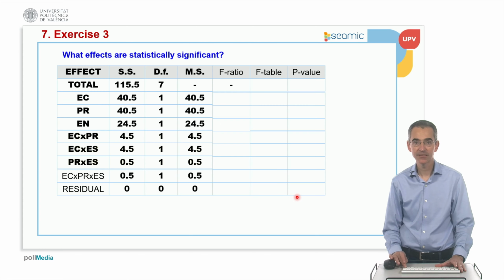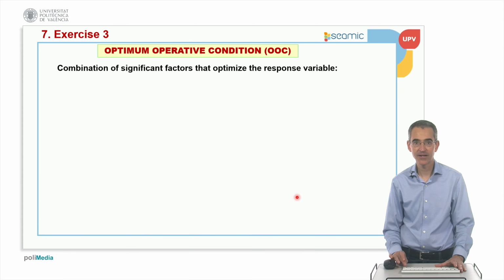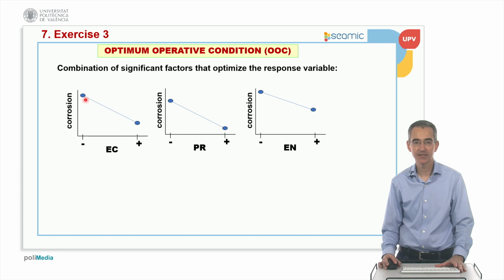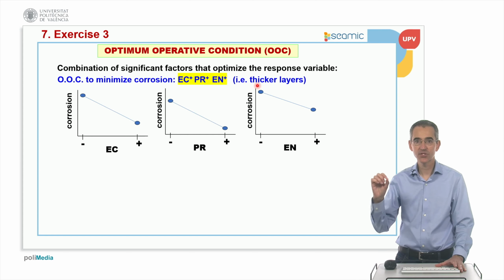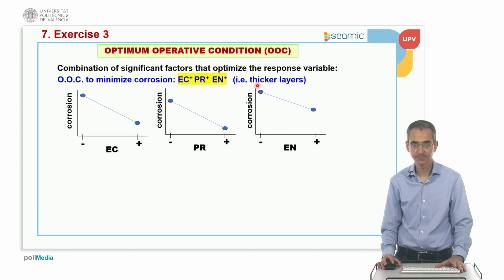We do that for the three factors, and then we get a chart like this, which means that if we want to reduce the correction rate on average, we have to choose electrocoat at the highest level, primer at the highest level, and enamel at the highest level. And it makes a lot of sense, because if we use thicker layers, that reduces the diffusion of oxygen through those layers, which is responsible for the corrosion rate.